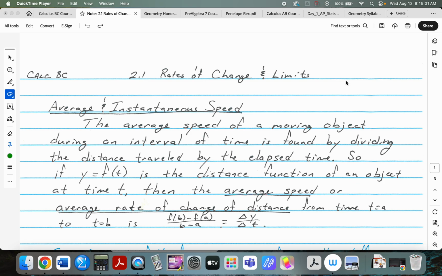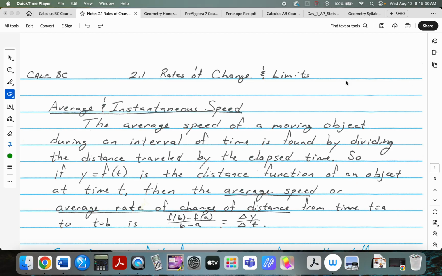All right, so we're starting, as I said, in Chapter 2 with rates of change and limits. We're going to talk about, real quickly, average and instantaneous speed. Average speed is something that you've known about since junior high, maybe earlier than that even. So the average speed of a moving object during an interval of time is found by dividing the distance traveled by the elapsed time, right? You drive 100 miles in 2 hours, you're traveling at an average speed of 50 miles an hour.